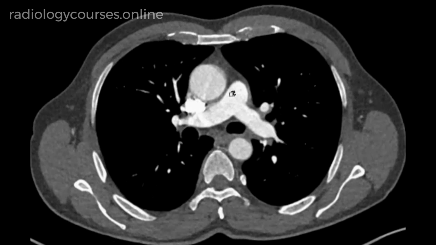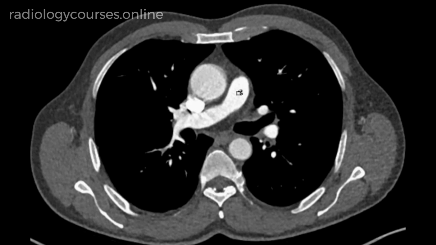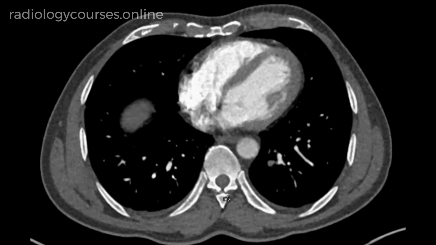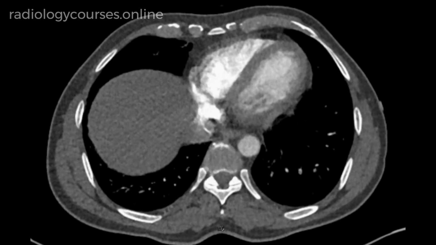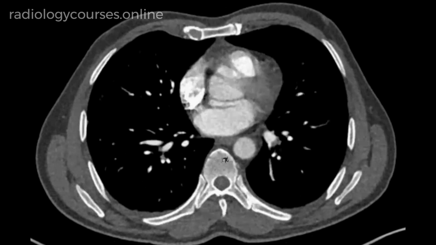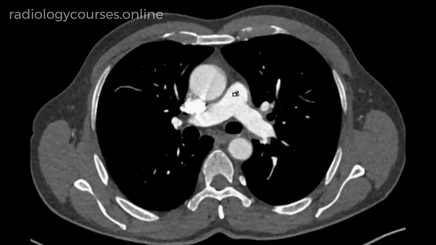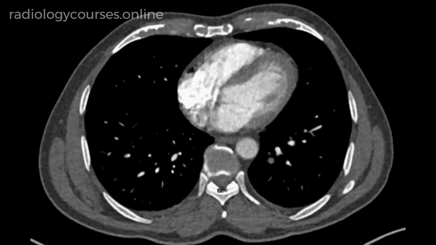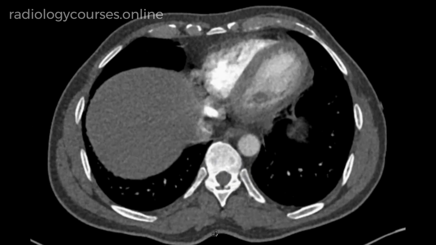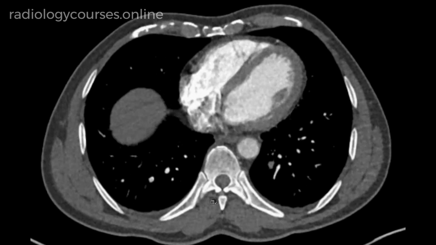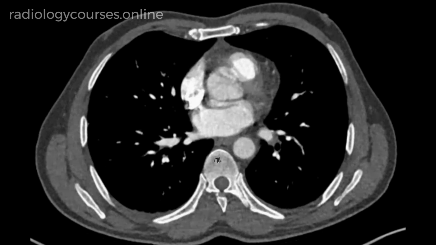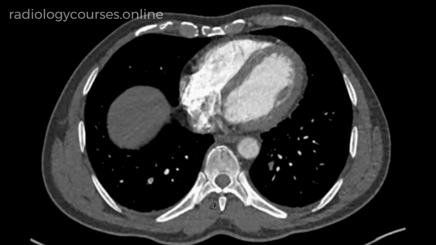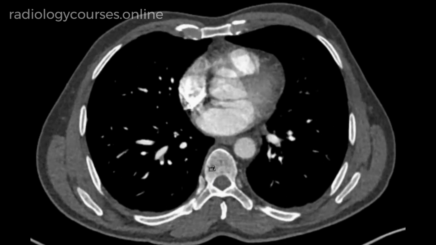It is very important to note adequate contrast opacification in the pulmonary arteries to visualize segmental and especially subsegmental branches. It is important to comment on the contrast opacification of the main pulmonary artery. If it is suboptimal, we need to make a comment because segmental and subsegmental PE cannot be adequately evaluated with suboptimal contrast in the main pulmonary artery.